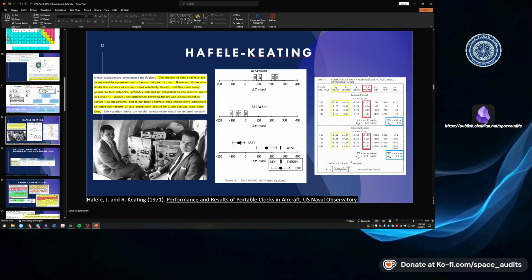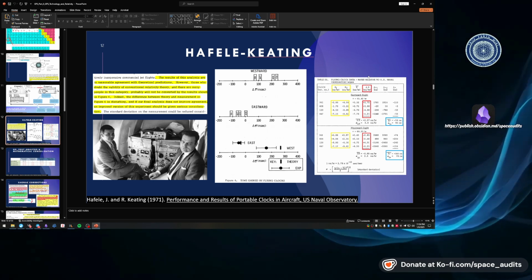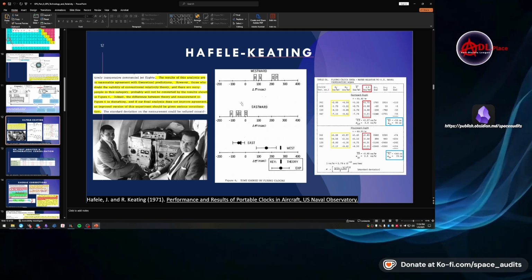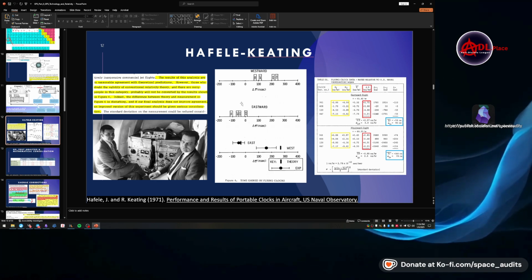Is it based on speed or elevation specifically? So we're going to cover the speed first, and then we're going to get into the gravitational potential corrections as well, because that would be for the altitude stuff.